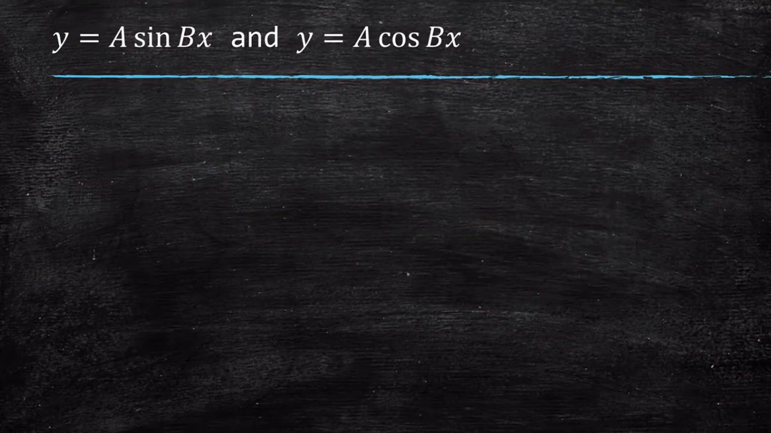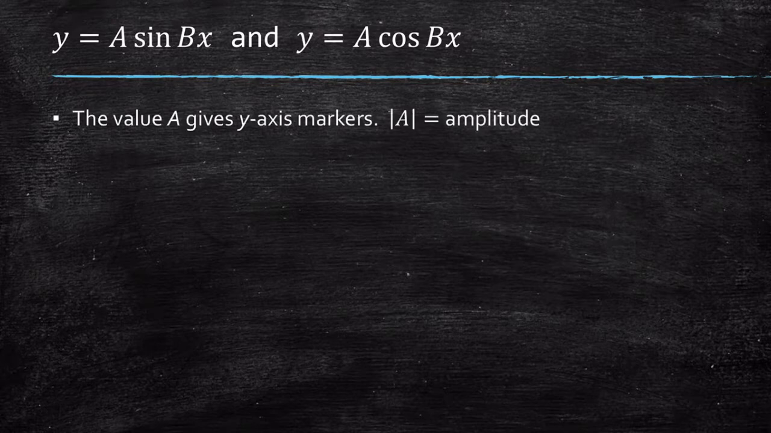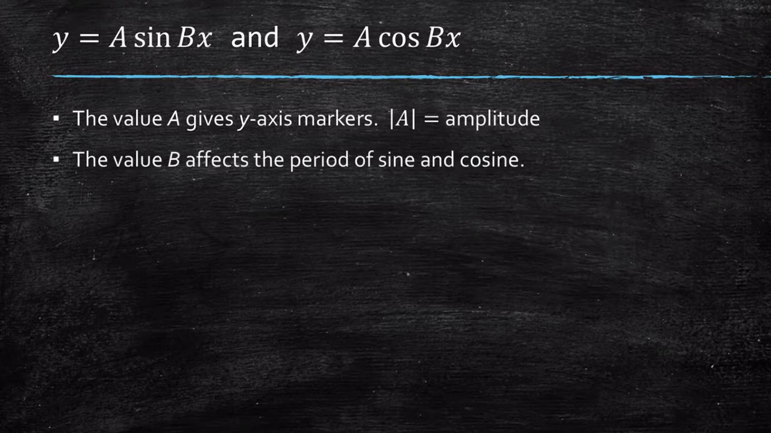Our task is to graph sine and cosine. We have these letters, capital A and capital B. Capital A stands for amplitude. Capital B is what we're investigating. The value A tells you how to mark the y-axis, and it is amplitude. But the value B is going to affect the period, that is, the length of the cycle, for sine and cosine. That will allow you to indicate the correct points on the x-axis.